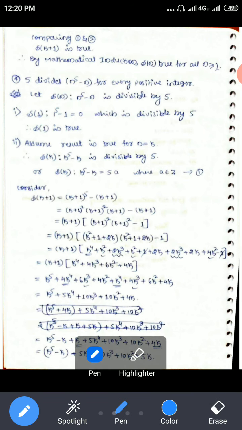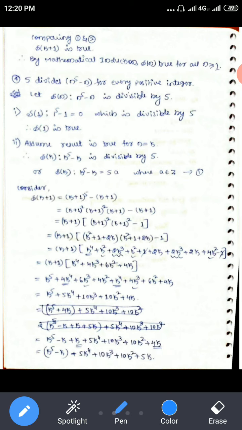How I am writing it is k plus 1 the square, k plus 1 the square into k plus 1, because many of them don't know the binomial theorem. If you know the binomial theorem, expand it directly. If you don't know it, you can split the power 5 as 2 plus 2 plus 1. That is 2 plus 2 is 4, 4 plus 1 is 5, minus k plus 1.